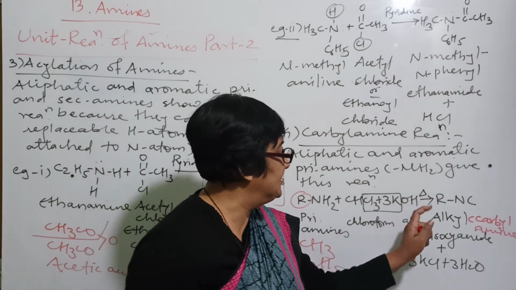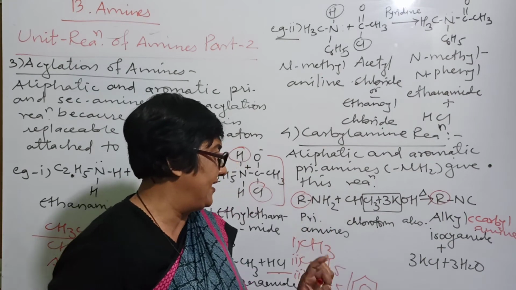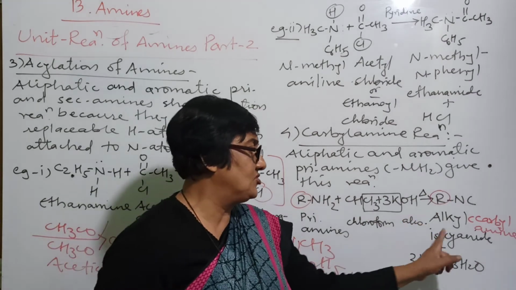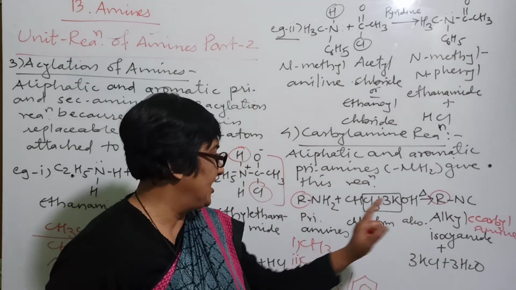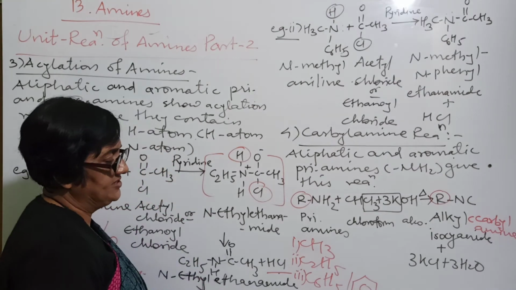You have to replace this R. If benzene ring is here, replace this R by aryl group. If ethyl group is here, replace this by ethyl. So ethyl isocyanate, phenyl isocyanate or methyl isocyanate. You can write in this manner. The reaction is very simple.